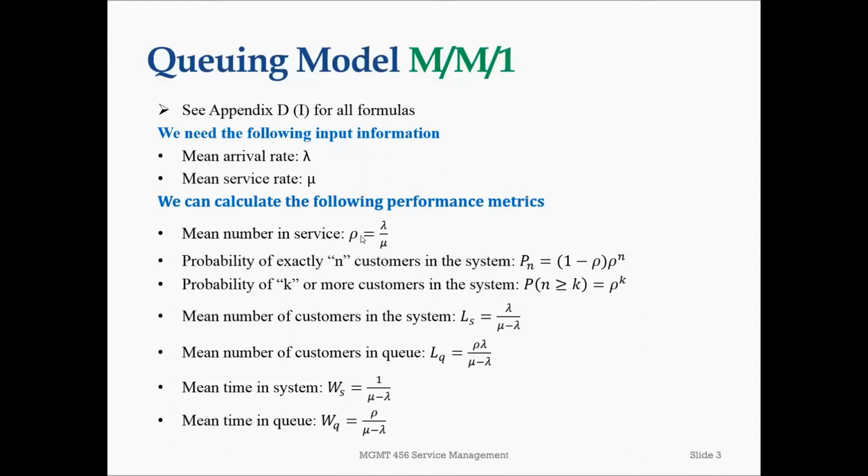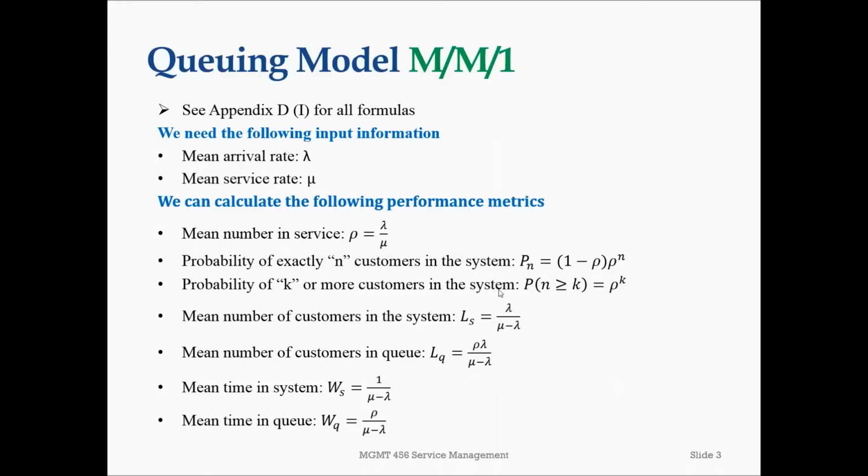Right after that, you can calculate rho. Rho is equal to lambda divided by mu. This shows, on average, how many customers you will observe in service, so how many customers are being served on average. Then, depending on the specific question, you use a specific formula to answer it.